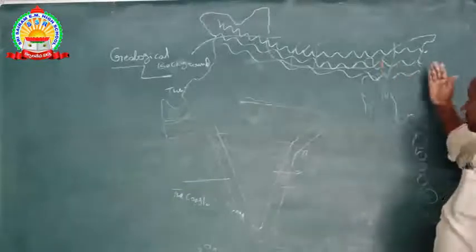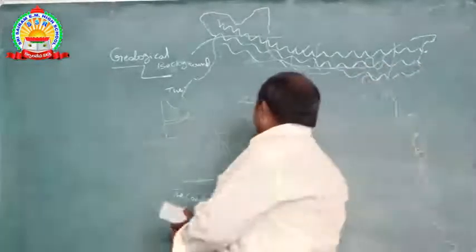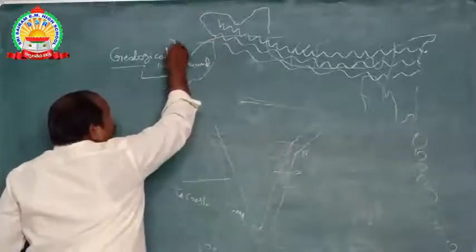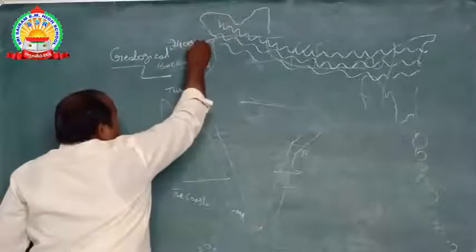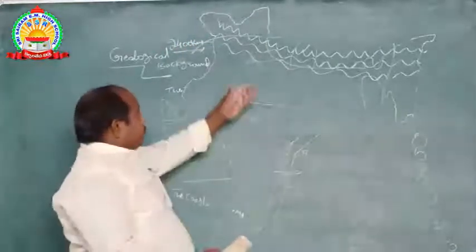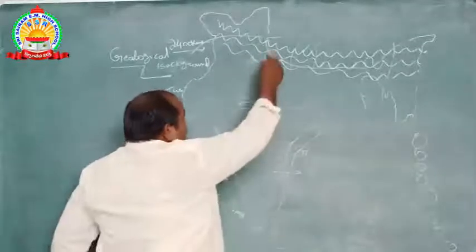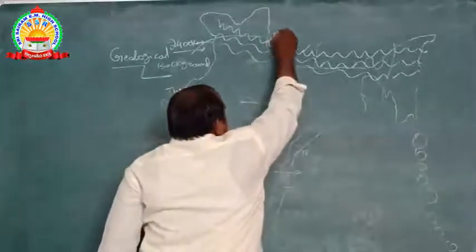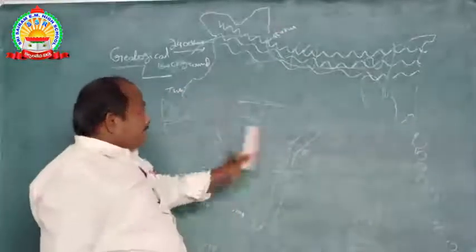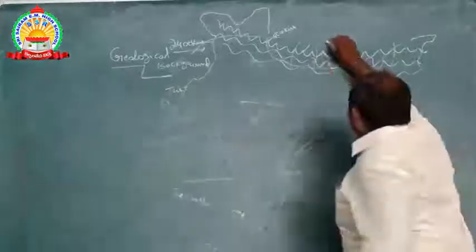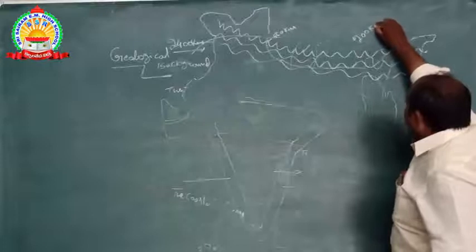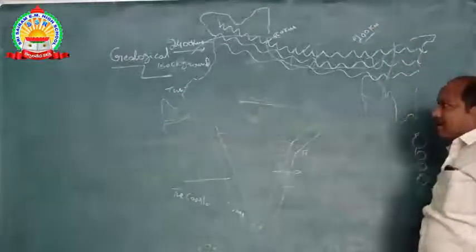West to east, the Himalayas extend 2,400 kilometers. The width of the Himalayas is 500 kilometers in the west, and 200 kilometers in the central east. This is the width of the Himalayas.